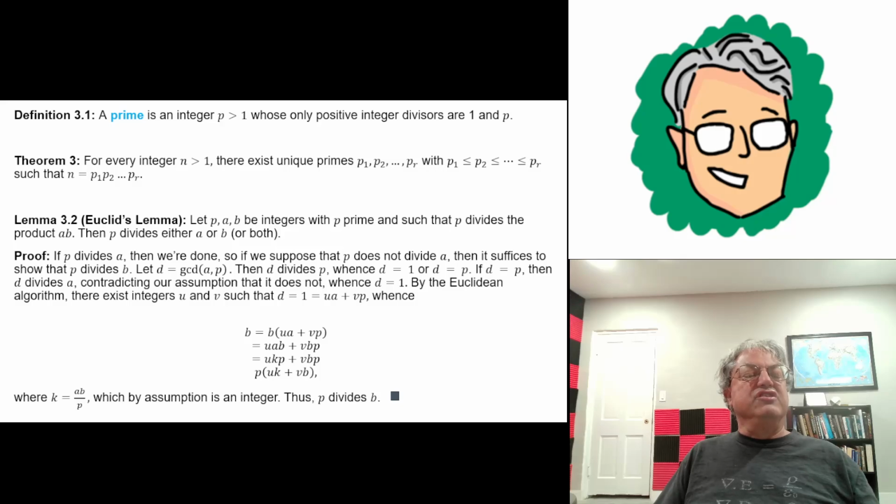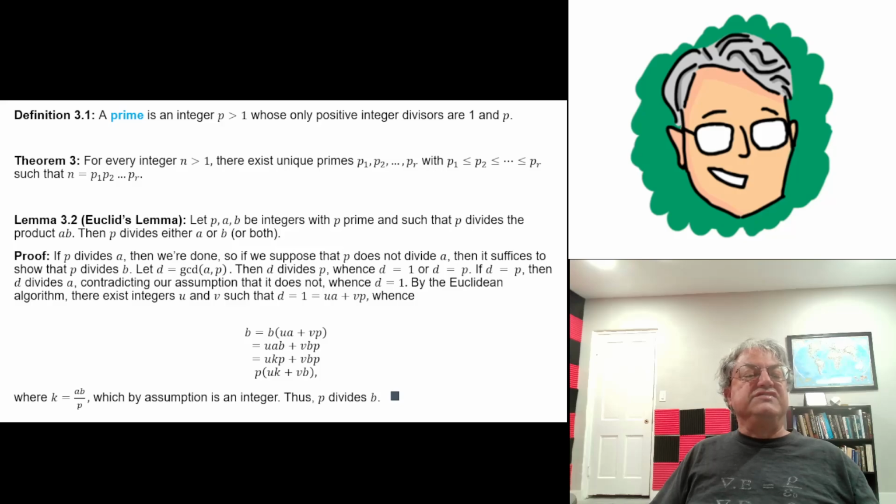But then by the Euclidean algorithm, we know that the GCD is equal to a linear combination of the things we started with. And in this case, the GCD is 1. So that means there exist integers u and v, such that 1 equals u times a plus v times p. Well, now we can just do a little bit of manipulation. We can multiply both sides by b.